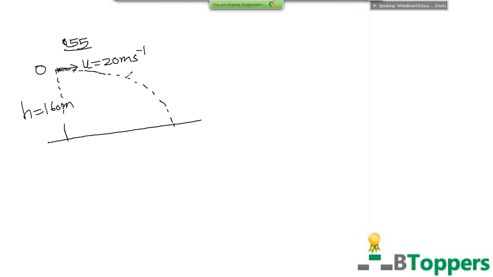You are asked to find the magnitude of the velocity of the body at the instant when it is at a height of 595 by 4 meters above the ground. Let P be the position of the body at the instant when it is at a height of 595 by 4 meters above the ground.